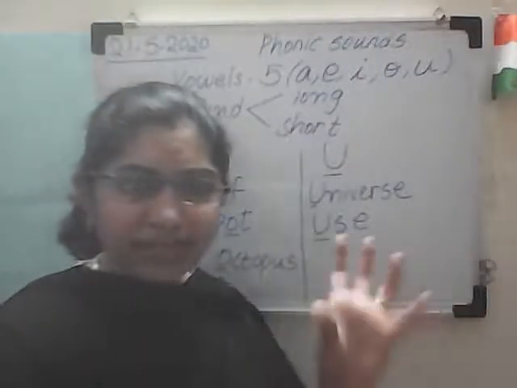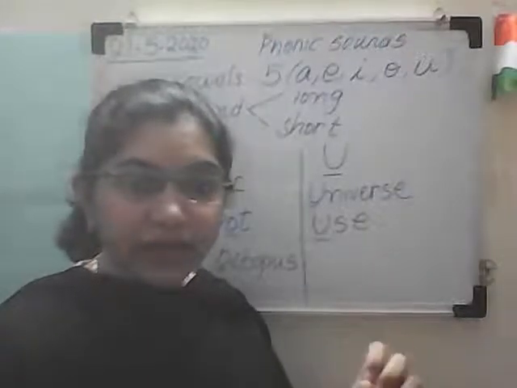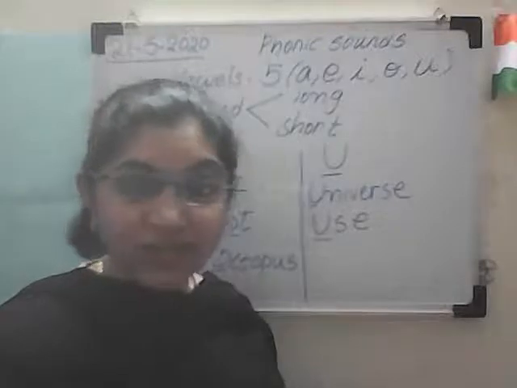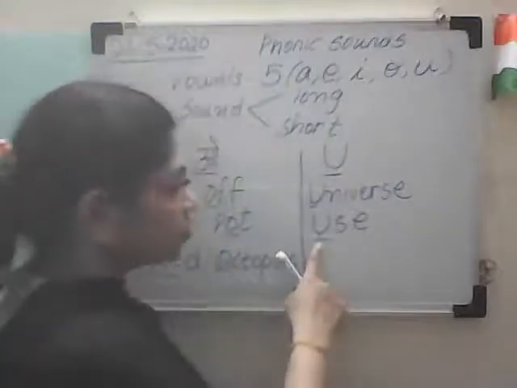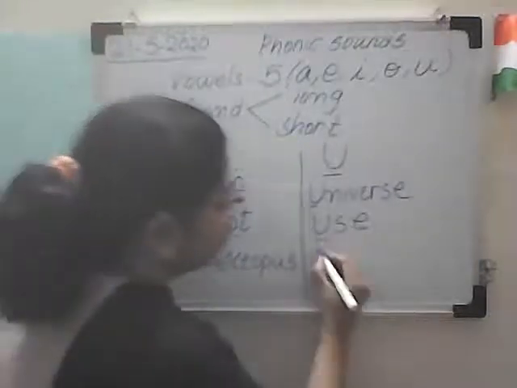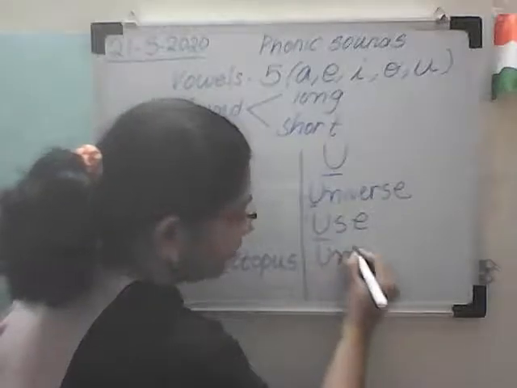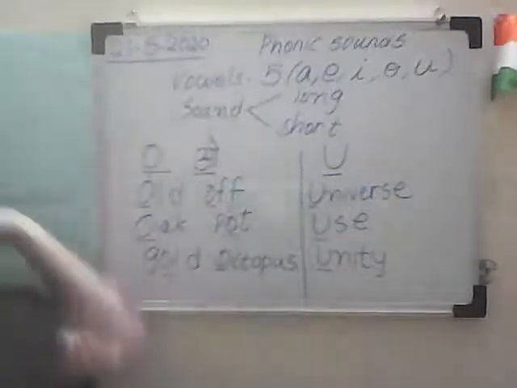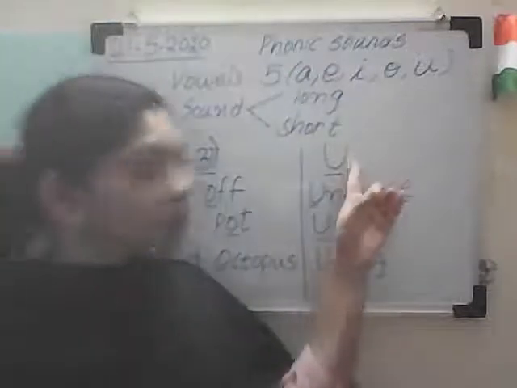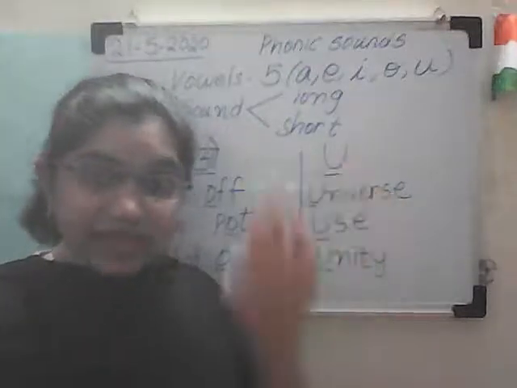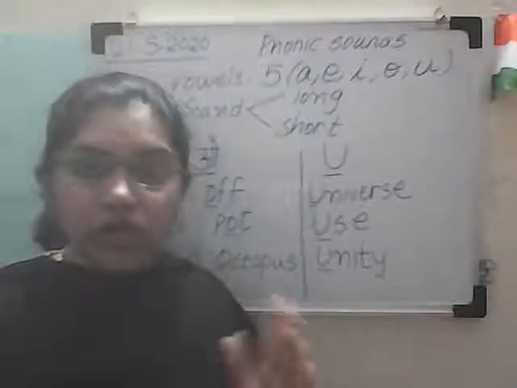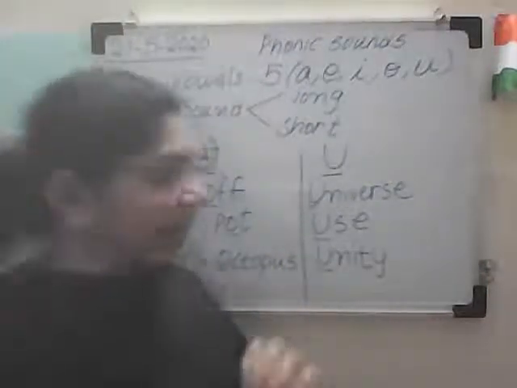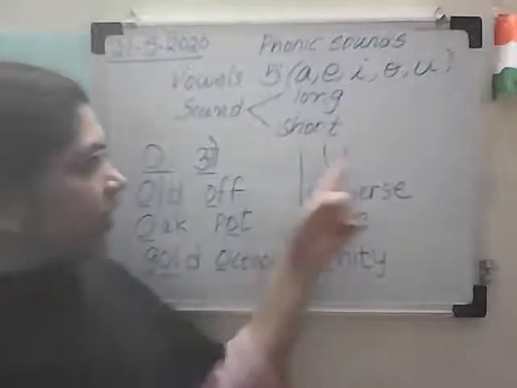What is written on the dustbins usually? You find there, use me, mujhe use karo. Yes, unity also. Use, unity. So, letter is U, sound is also U. Unique, yes, unique is also there.